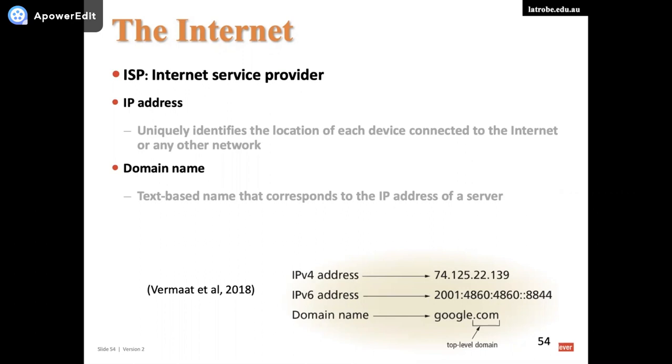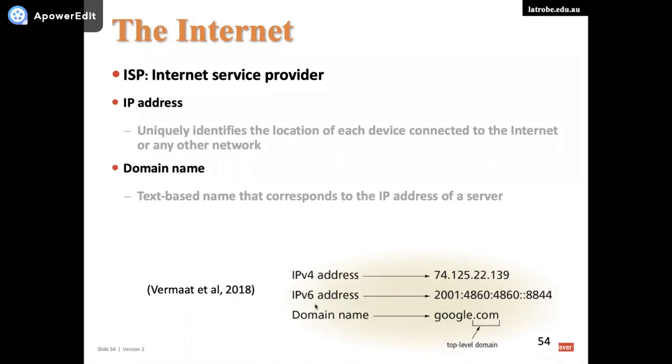So what is an IP address? You probably have heard that before. An IP address uniquely identifies the location of each device connected to the internet or any other network. This is one example of an IPv4 address, and this is an IPv6 address. These two addresses look quite different, because IPv6 can support a much larger number of addresses than IPv4. That's the main purpose of IPv6. There are many other differences, but this is out of scope of this lecture. You will learn this from other subjects in the program.